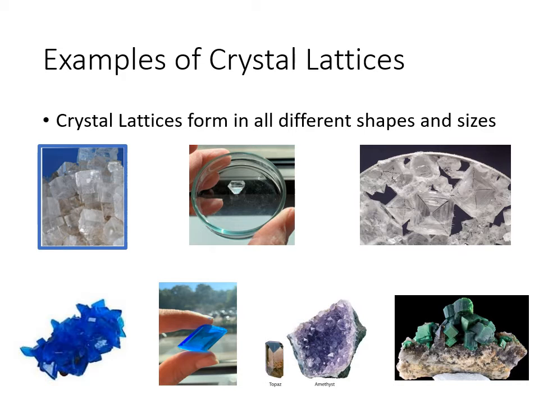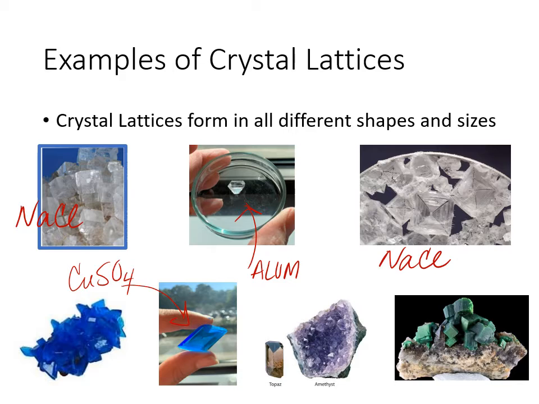Here are some examples of crystal lattices. They come in all different shapes and sizes. This one right here, for example, is copper sulfate. It's one of the ones we made earlier, and that's the alum, which has a really long name, but we just call it alum. And this, to me, looks like NaCl, as does this. This looks like a top-down view, but you get stuff, I think that's beryl, I'm not sure, but you get amethyst, topaz. These shapes are naturally occurring, and they occur because of the ionic bonds.